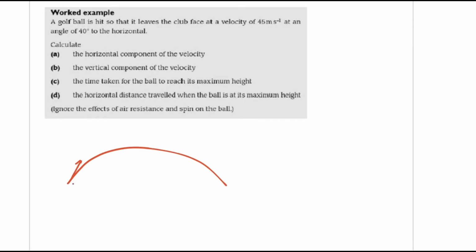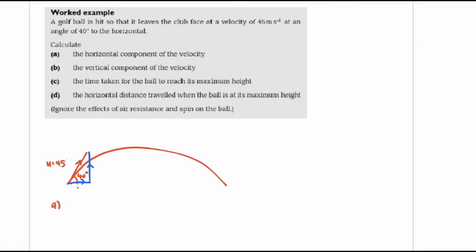Initially, imagine I'm drawing a tangent to the curve. So it's 40 degrees from the horizontal, and then the u is 45. Now I'm going to do resolution of the velocity to find the horizontal and the vertical components. Let's see what they ask first. Calculate the horizontal component of the velocity.